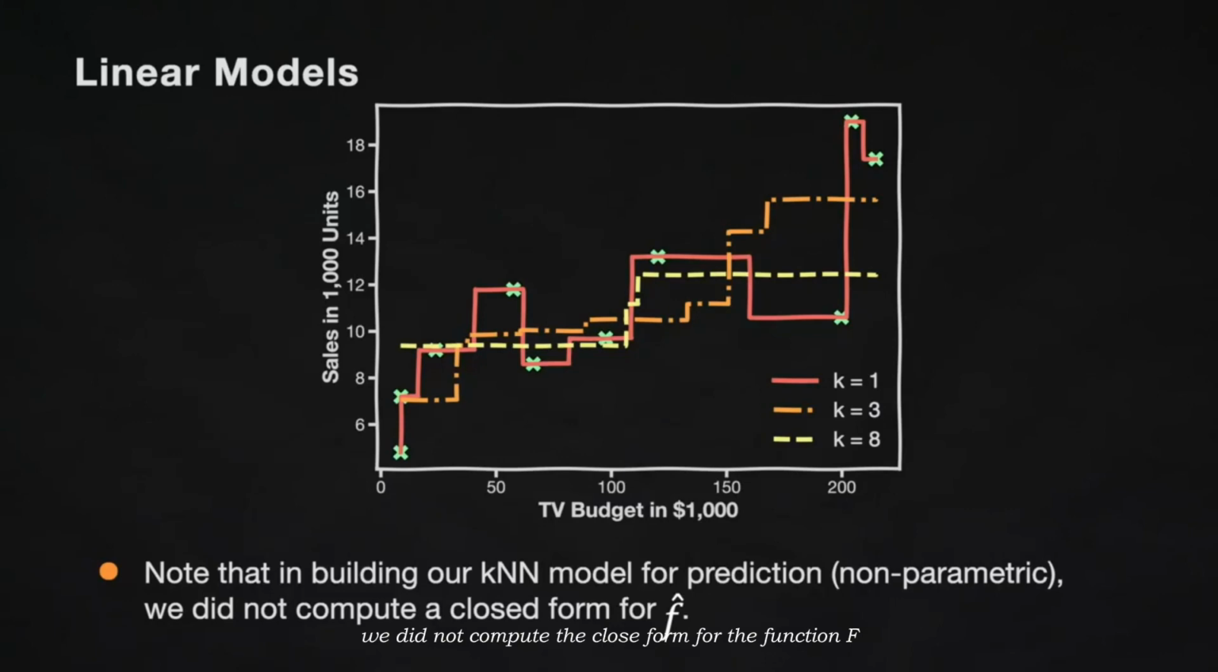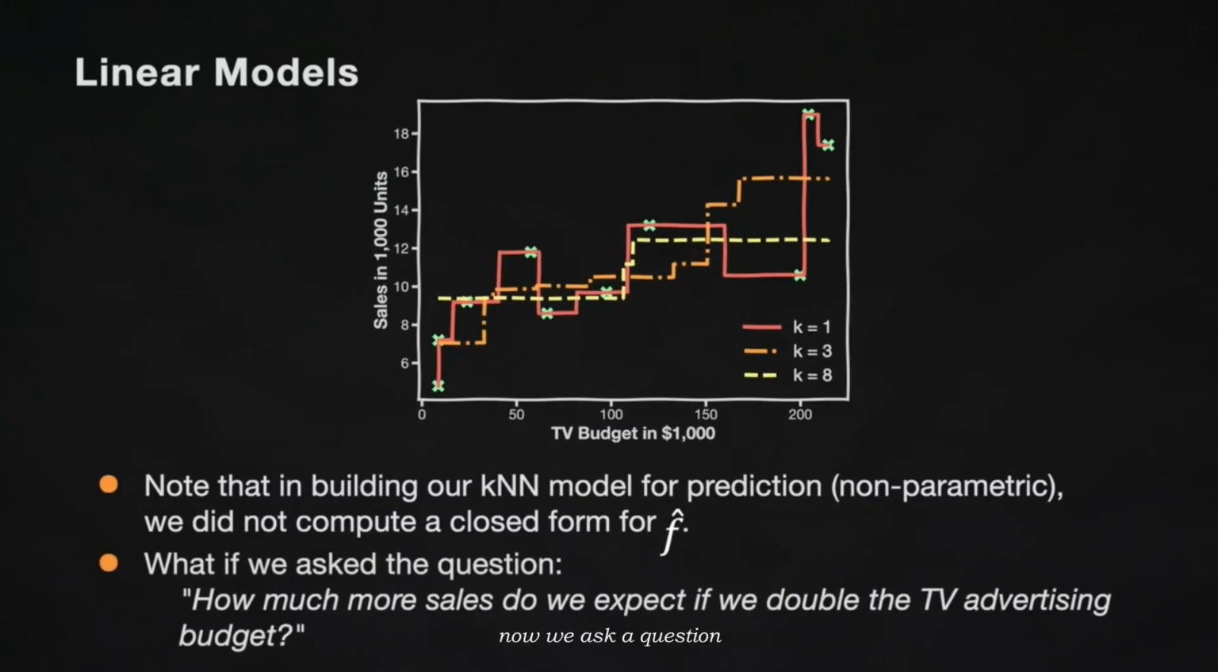Note that in the building of our KNN model for prediction, which was a non-parametric model, we did not compute the closed form for the function f. Now we ask a question: how much more sales do we expect if we double the TV advertising budget? To do that with the KNN, we have to start with the original budget, double it, find the nearest neighbors, and then do the prediction.